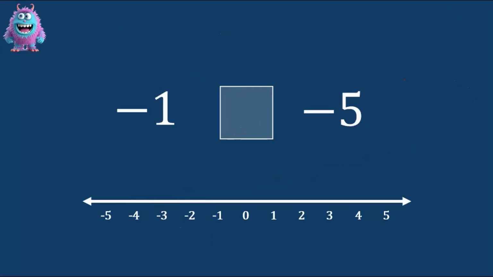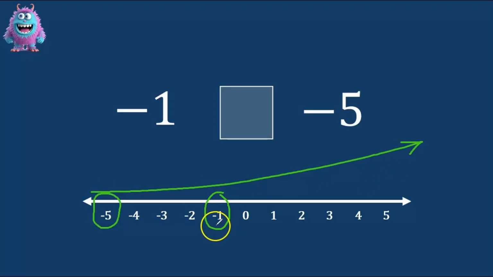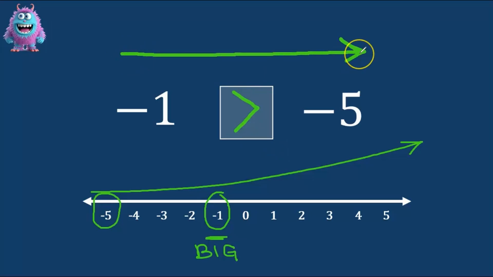Let's do one more. Just to make sure before we end that comparing 2 negative numbers is clear, we're going to do this one last example. Here's where -1 is on the number line. And here's -5 on the number line. Remember that numbers get bigger as they go to the right. That means that this is the bigger number. The alligator always eats the bigger fish. So we say -1 is greater than -5.